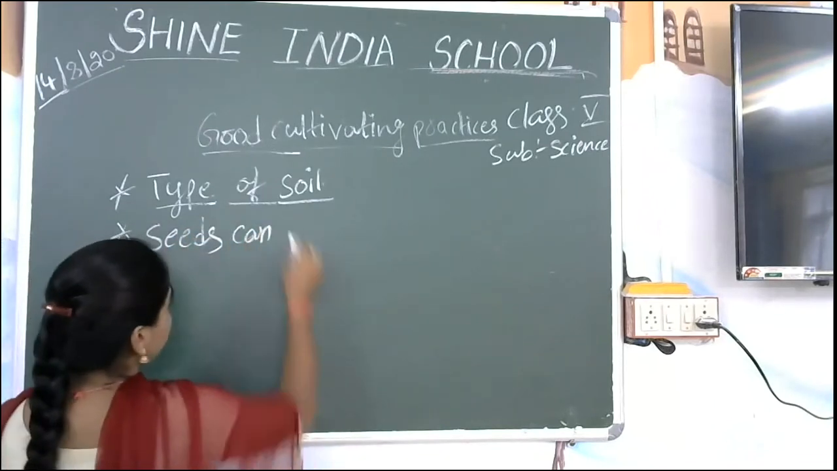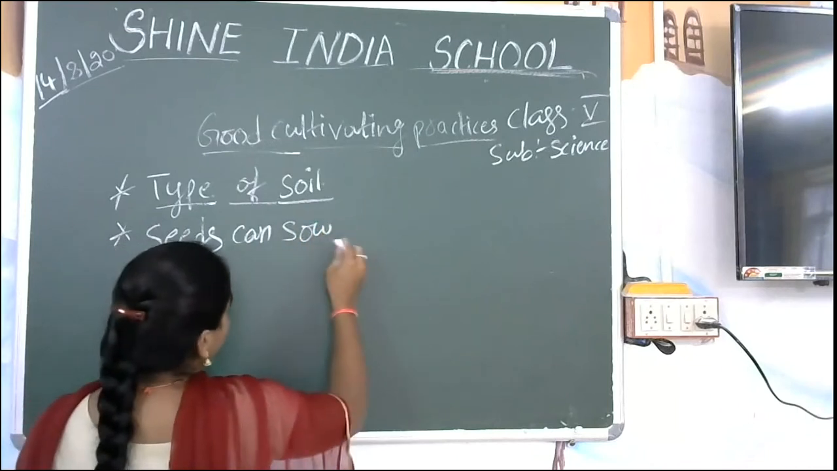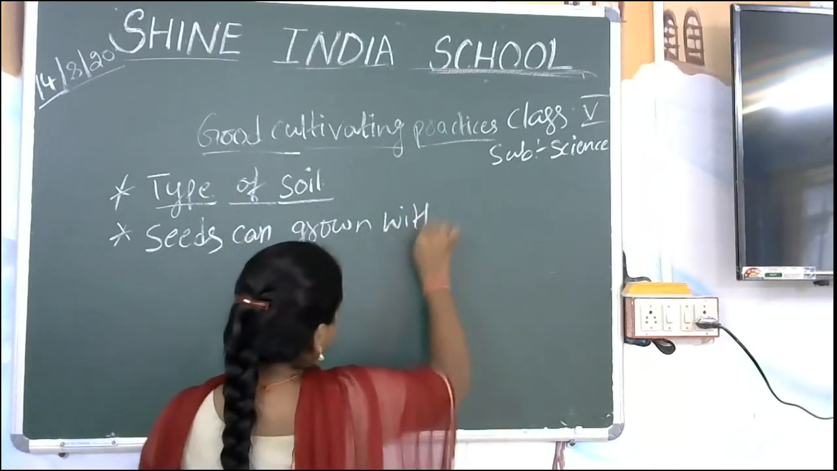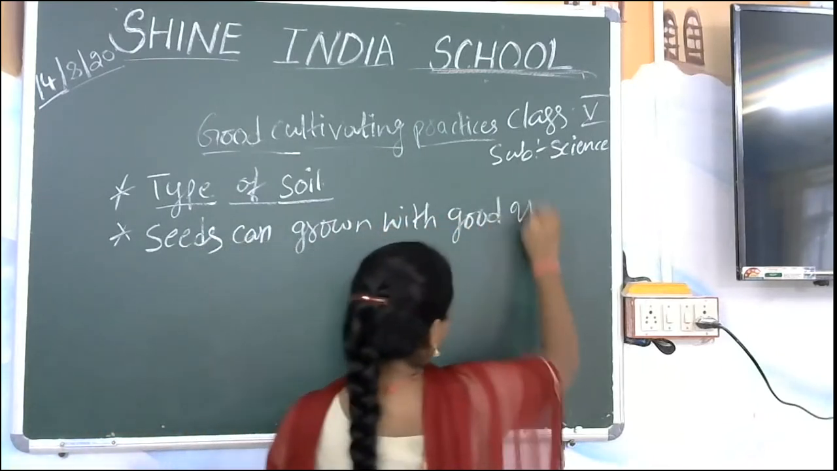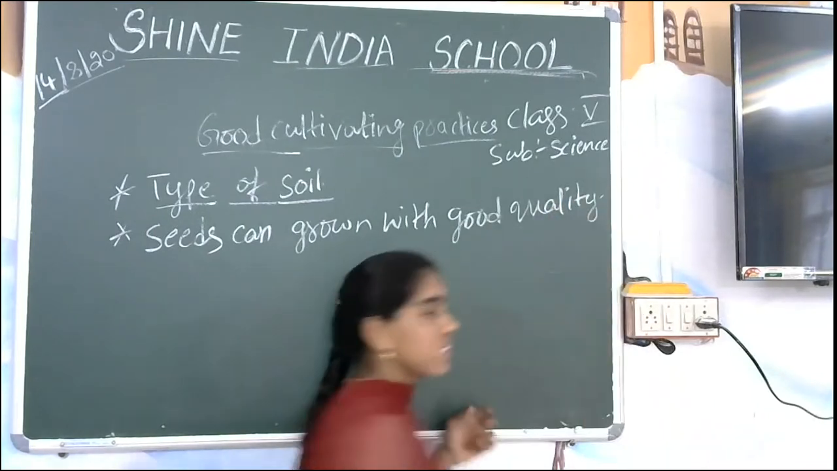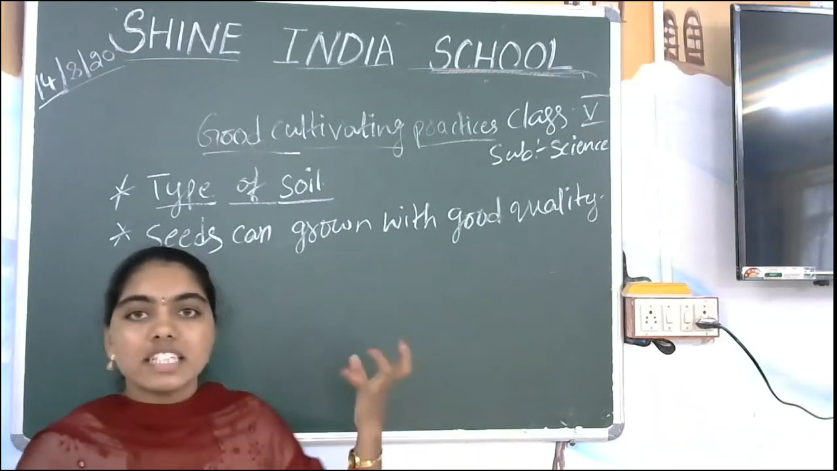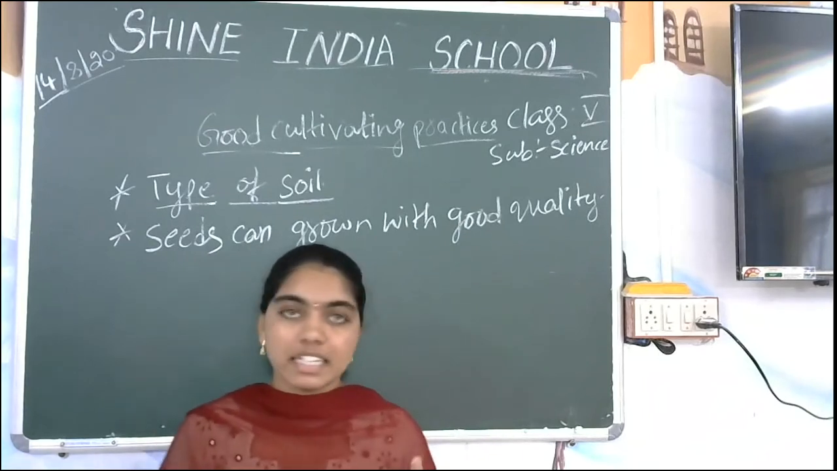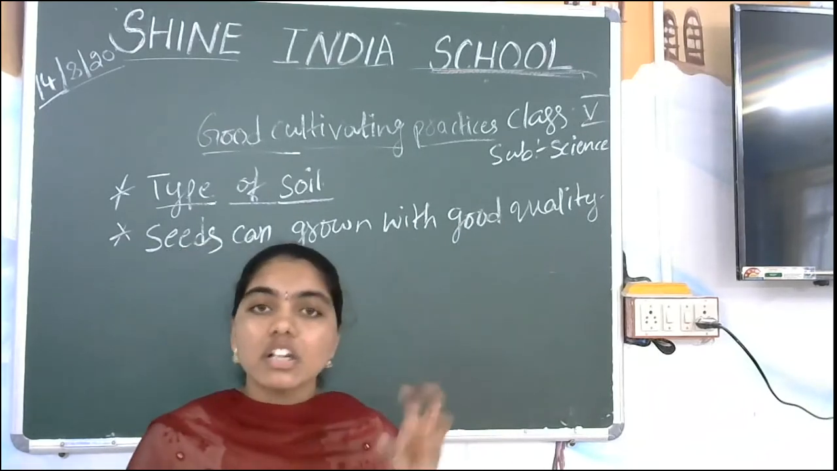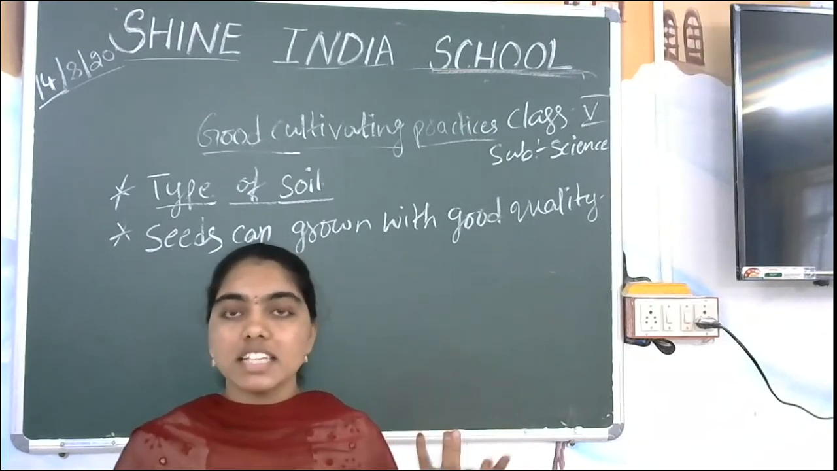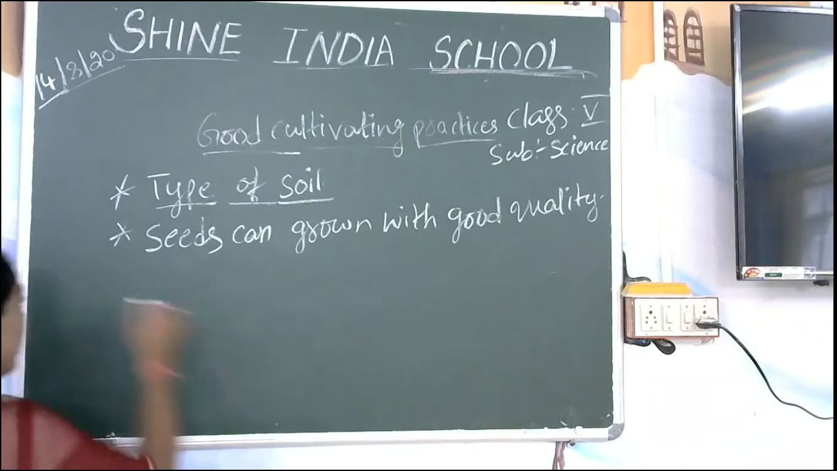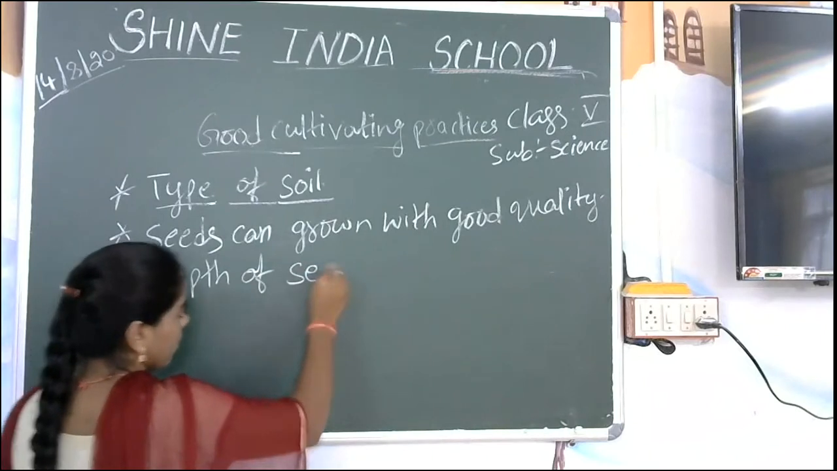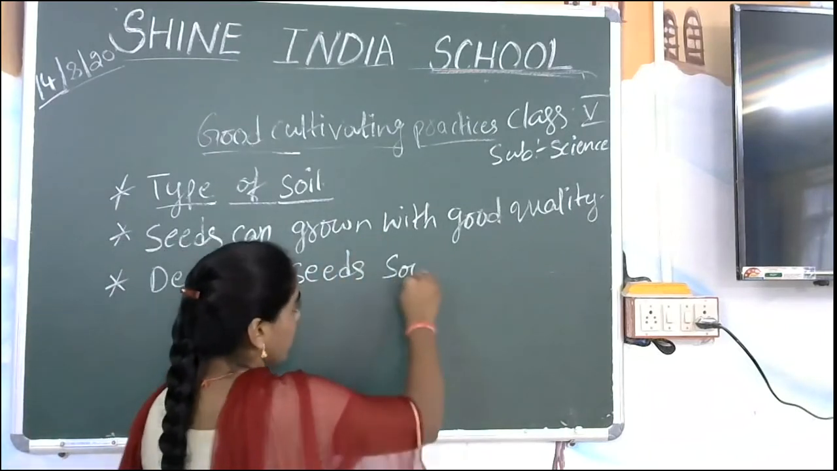The seeds can be grown with good quality. Yes, if the seeds are of good quality, then only will we get a high yield or high amount of harvesting. Means the food will be increasing. And next, what do we have to do with the seeds? We have to sow. Next, depth of the seed. Depth of the seeds sown in soil.